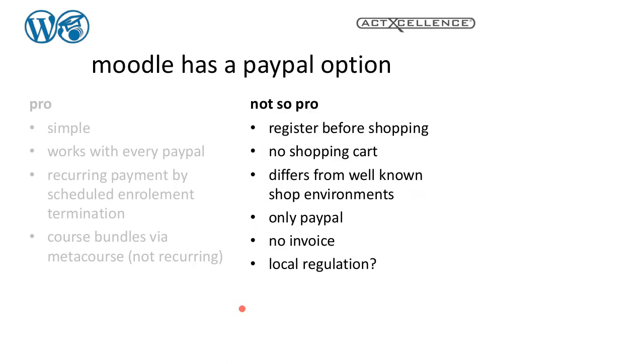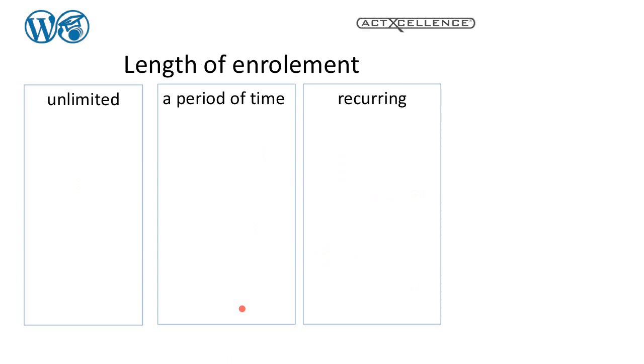Oops, I thought I changed the order. Let's talk about the length of the enrollment. When you sell a course, should the enrollment be unlimited, a period of time, or a recurring investment for the user? I will now open some of these questions and show you some solutions, and then we go back to these requirements here and fill in the gaps.